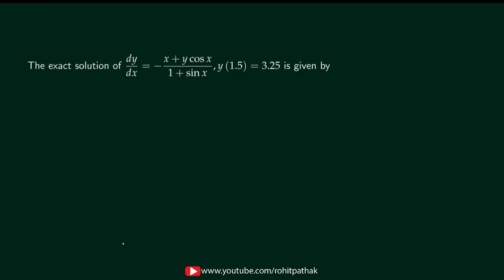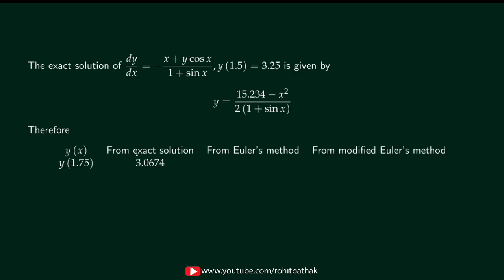Now compare this value with the exact solution. If we compare these values with the exact solution, we see that from the exact solution, if we put x equal to 1.75 here, we get 3.0674. From Euler's method, we obtained 3.0335, and from modified Euler's method we obtained 3.0659. You can see here the error in the value obtained from modified Euler's method is less than that obtained by using Euler's method. So this value is close to the actual value.